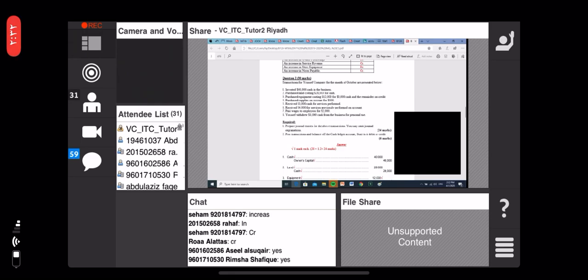Okay, now we will go to transaction 5. Received 3,000 cash for providing service. Okay, we provided service to our customer and we received 3,000. So 3,000 received in cash or no? Received cash. Okay, so now does cash increase or decrease?